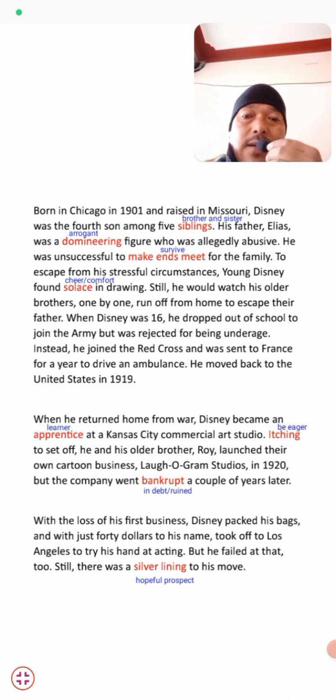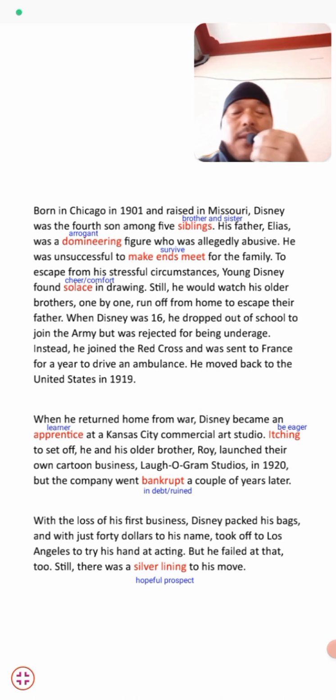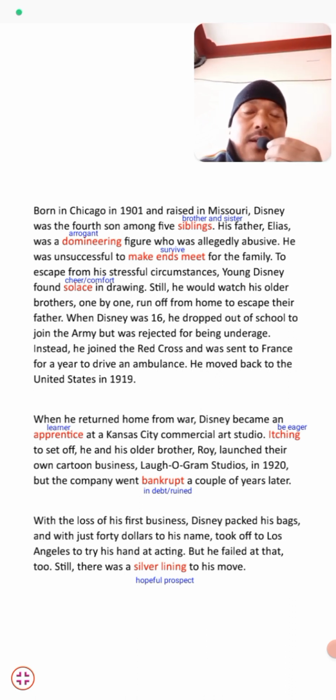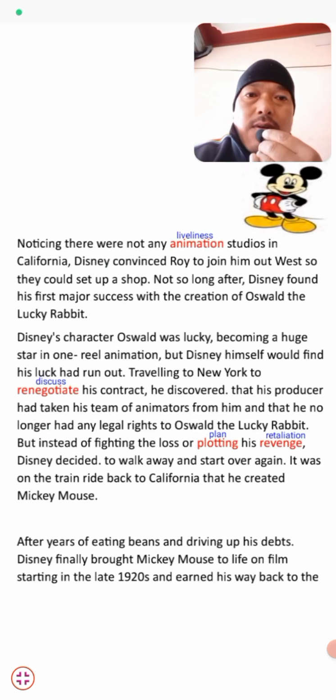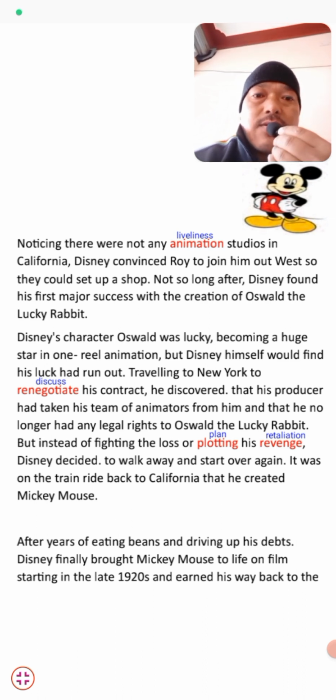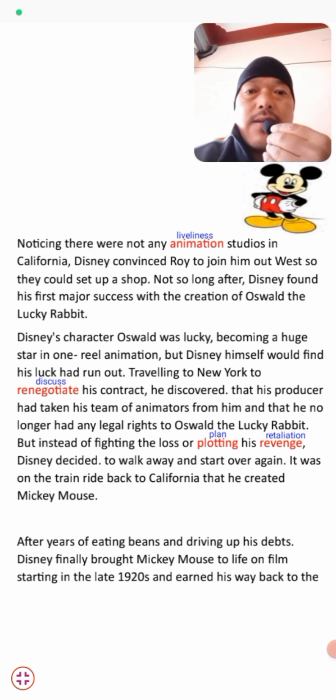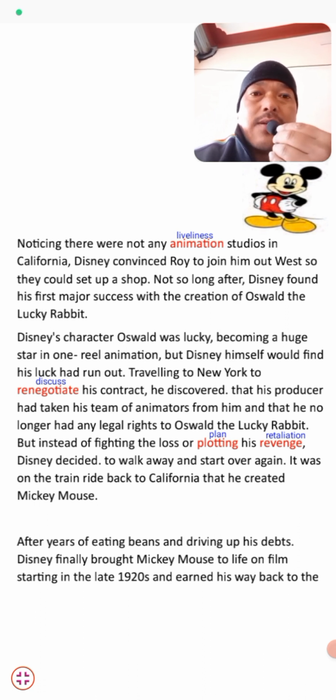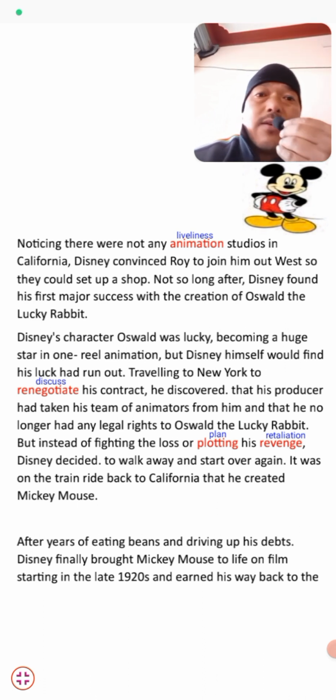Still, there was a silver lining to his move. Even after failing again and again, he did not give up hope. When he went to California for acting he did not succeed, but he noticed there was no animation studio in California, and this was his chance to bring back the business there.